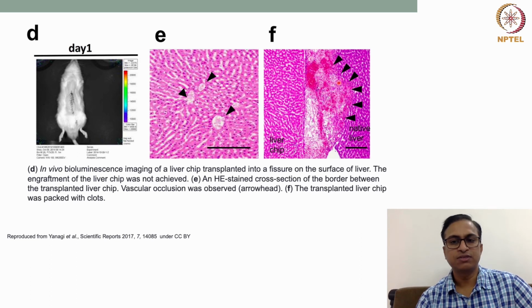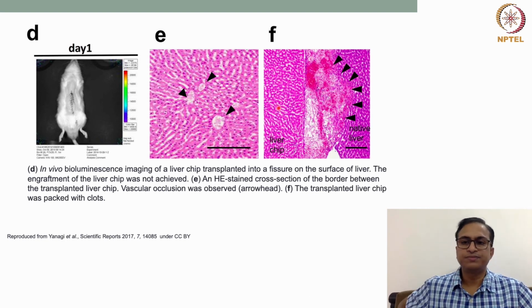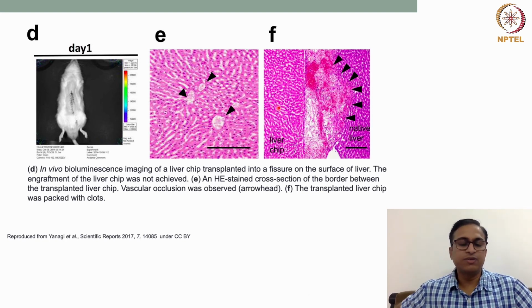The vascular occlusion occurred because this part was burnt, and the transplanted liver chip was packed with clots, so that can be clearly visible. Here you see this part was packed with brown clots, but the liver chip, the bioprinted liver model, the bioprinted liver tissue, was doing fine and was well integrated.